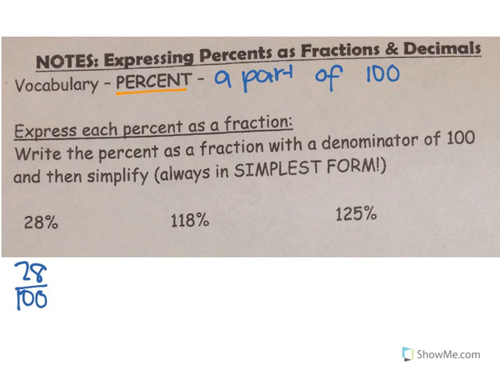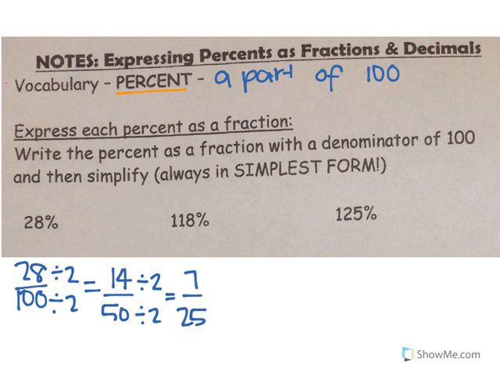Well, I know that 28 can be divided by 2, and so can 100. And whatever I do to my numerator, I have to do to the denominator. So 28 divided by 2 gives me 14, and then 100 divided by 2 gives me 50. Now, as I'm looking at both of those numbers, I notice they're both even numbers. So I can still simplify some more. I know that 14 can be divided by 2, and so can 50. 14 divided by 2 is 7, and 50 divided by 2 is 25.